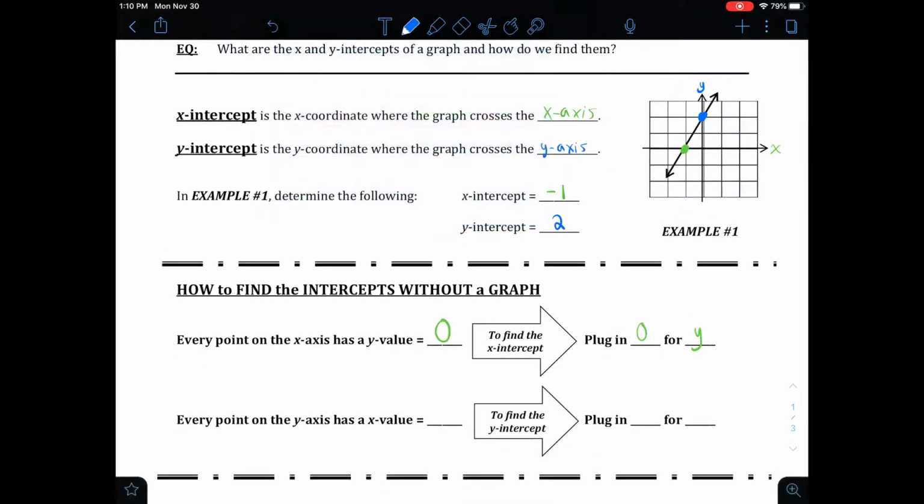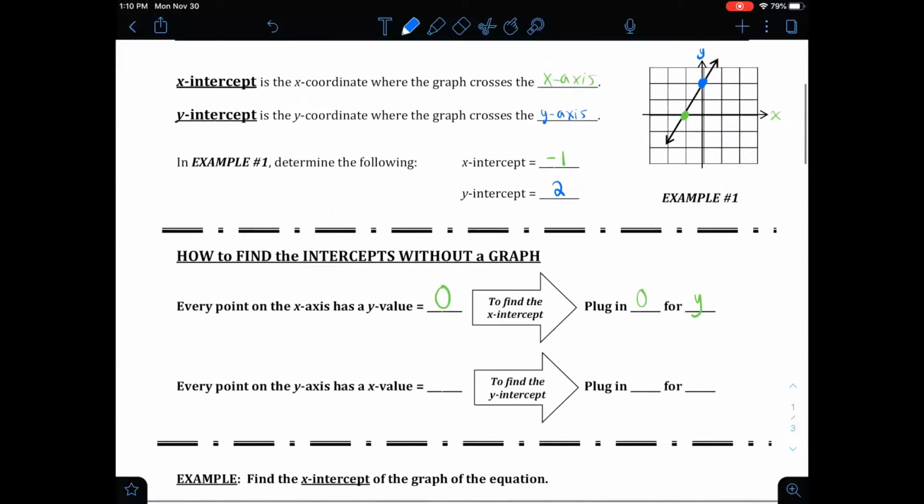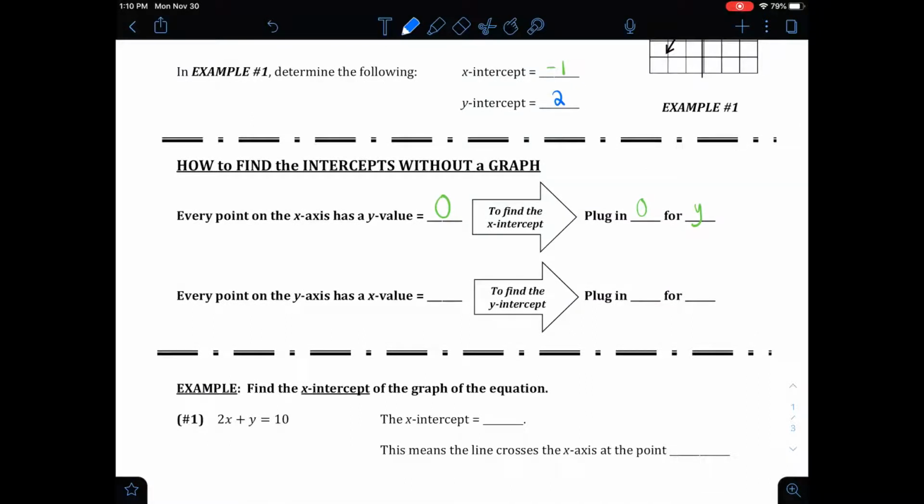What about the y-intercept? Well, the coordinates of this point up here is going to be... not 0, sorry, I goofed up. My bad. This is 0, 2. Coordinates of this point right here is 0, 1. What's the coordinates of this point? 0, -2. So what is the x value whenever you cross the y-axis? It is always 0, right? So to find the y-intercept, you're going to plug in 0 for x. That's just kind of a shortcut.